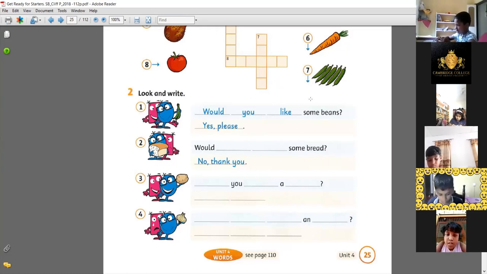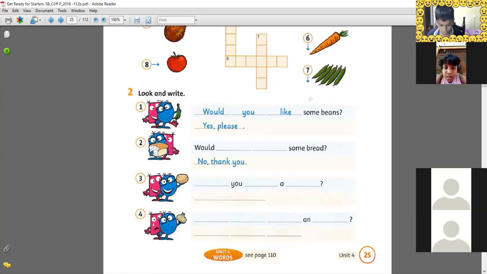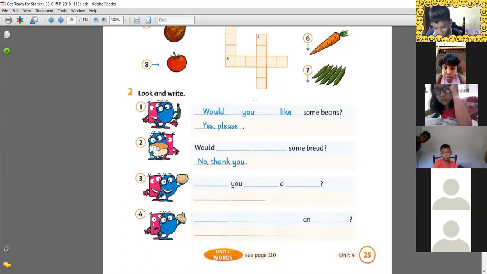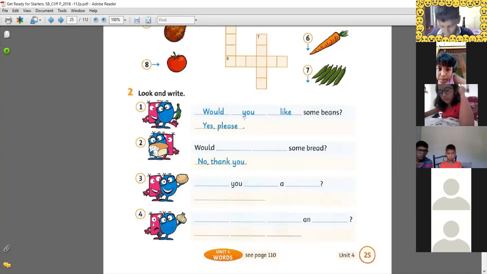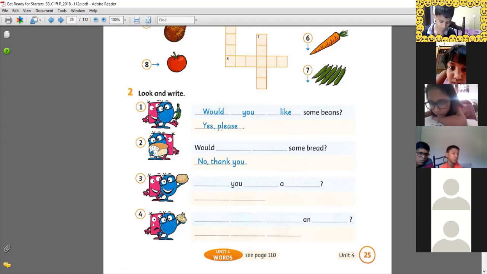So when we want to ask questions, what do you want to do? You want to use these three words. Would you like? Would you like? We use these words to ask about preference. Would you like some beans? Yes, please.